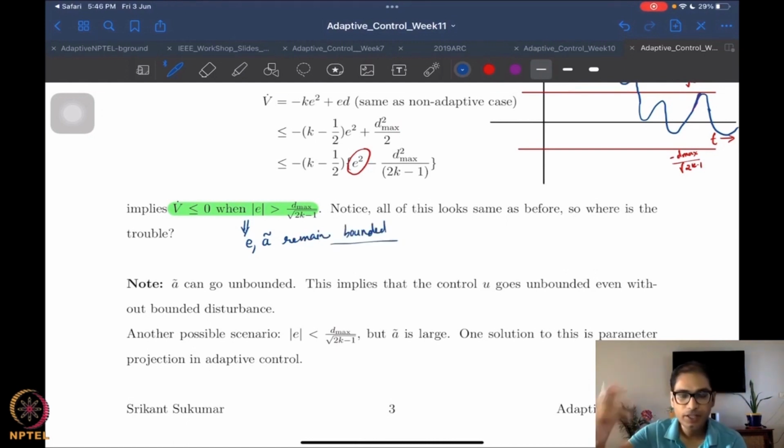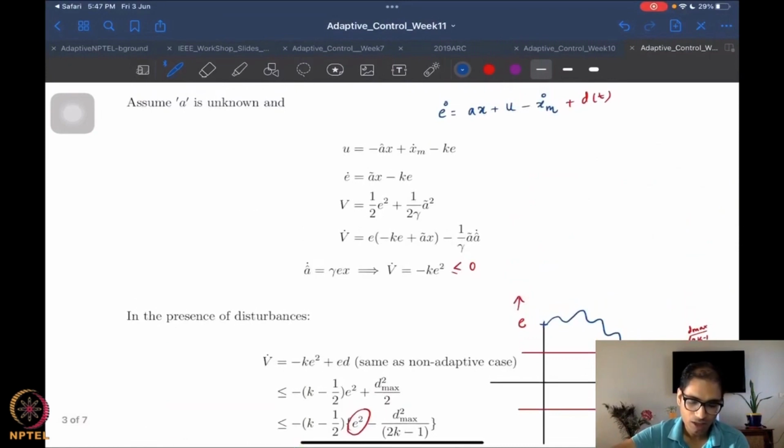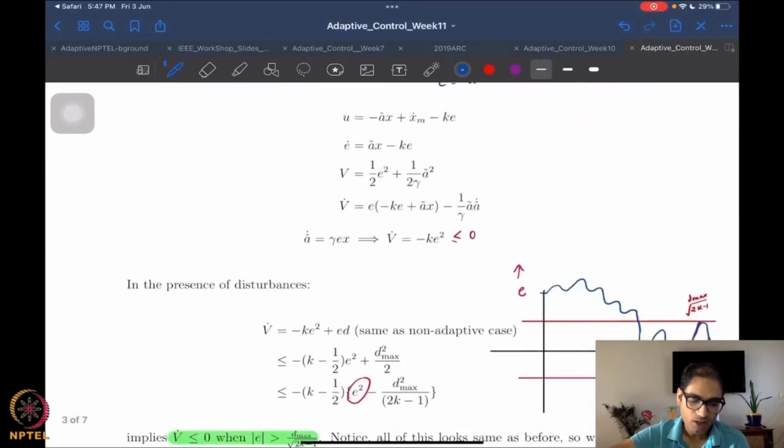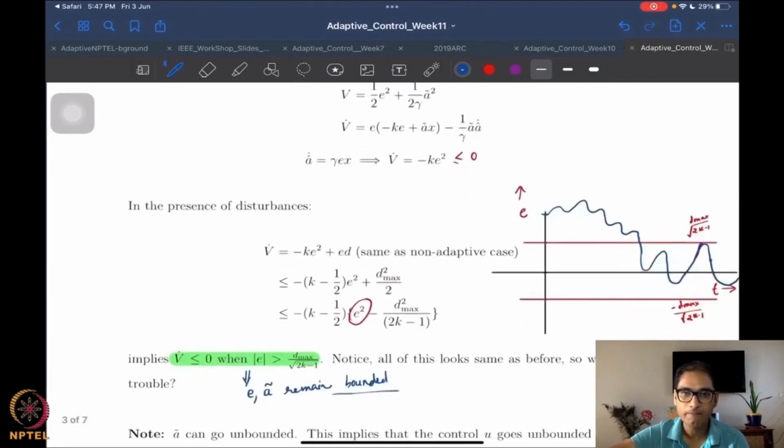Yeah. When you are outside this set, E and A tilde remain bounded, right? All nice. Because why do they remain bounded? Because V dot is negative semi-definite. So V is non-increasing, then whatever value you started with, none of the terms can go to infinity, E or A tilde cannot go to infinity. Because if you started with a finite value, you'll remain in a finite value set.